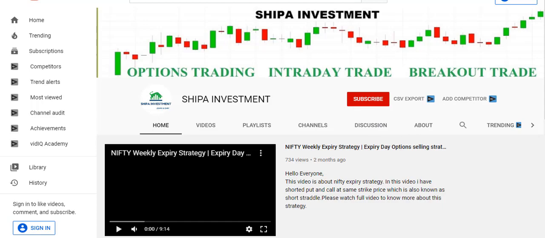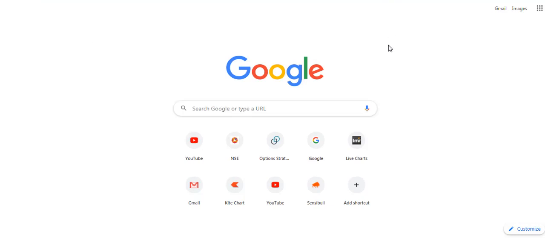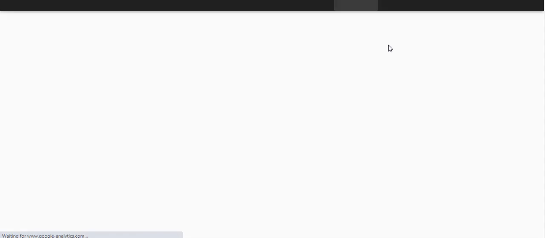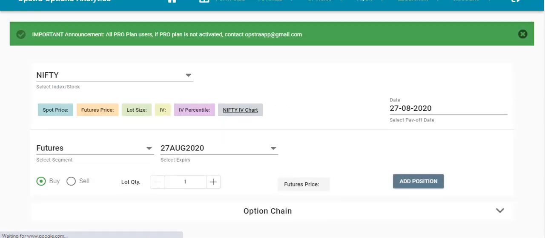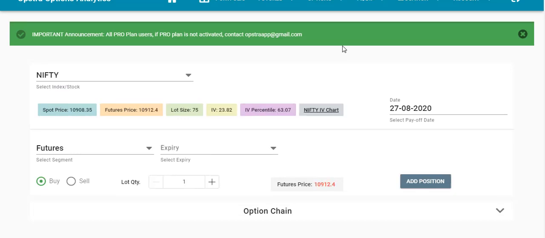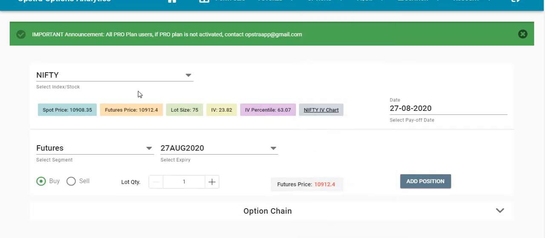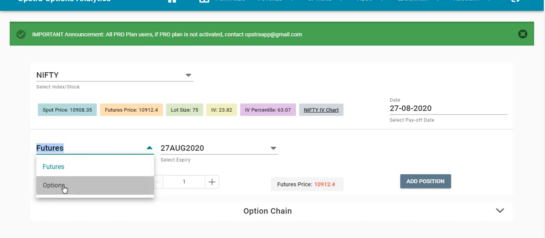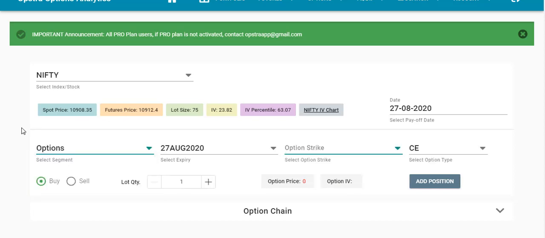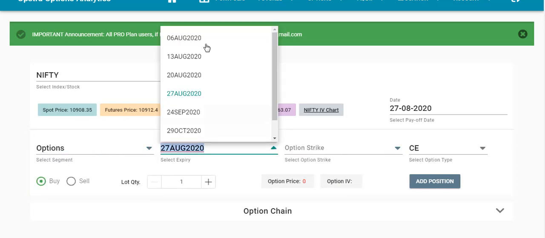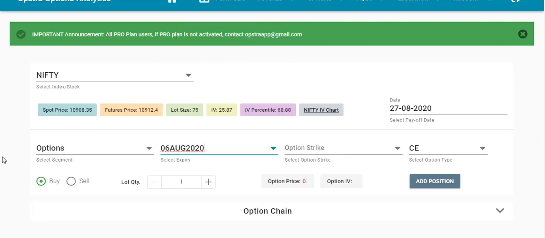So guys, let's go to the website where we will discuss this strategy. This is the opstra.definedge.com website. We need to go to options and select Strategy Builder. Here Nifty is already selected. The spot price you can see is 10,900. We will consider this as 10,900, and here we need to select the expiry, 6 August.